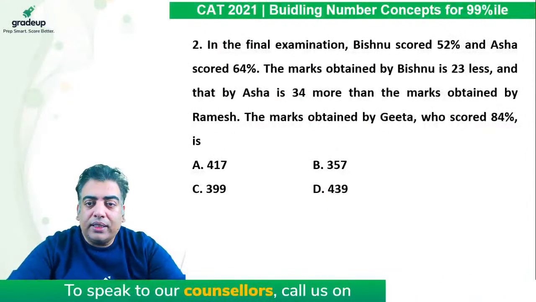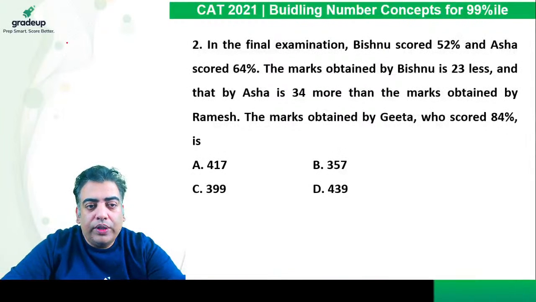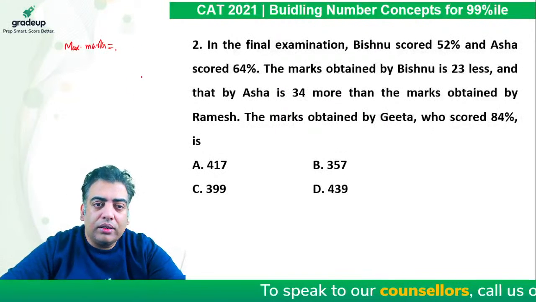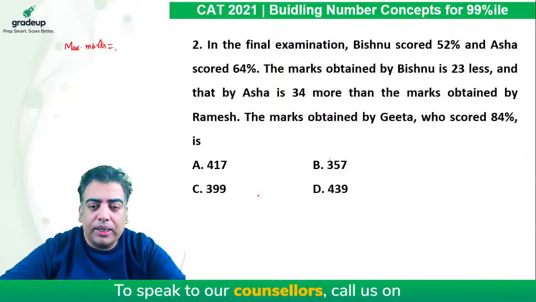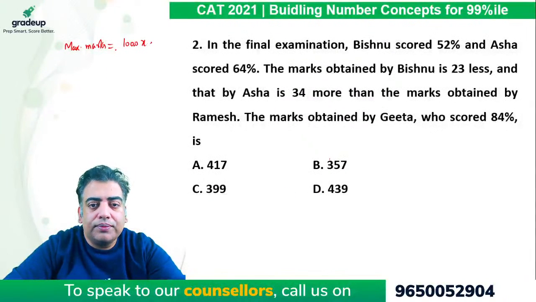In the second, he says, in the final examination, Bishnu scored 52% and Asha scored 64%. So we are not given maximum marks. So let's assume the maximum marks of the paper are 1000. As we can see, the values are pretty large. So let's assume the maximum marks to be 1000x.